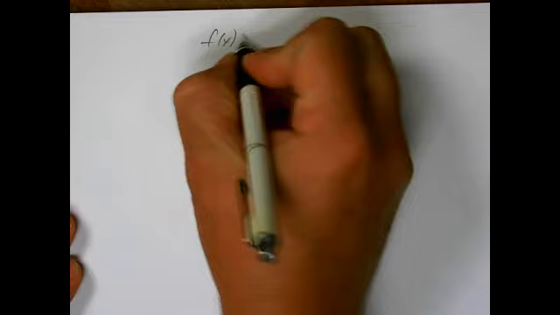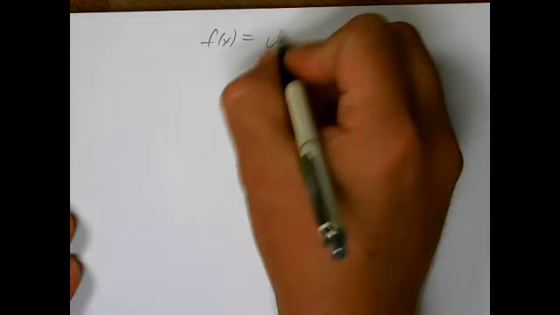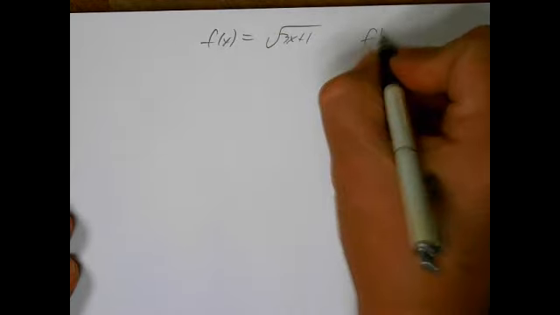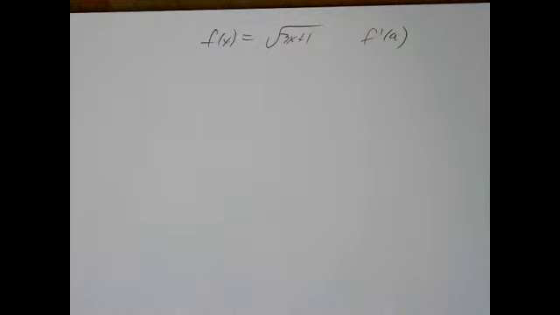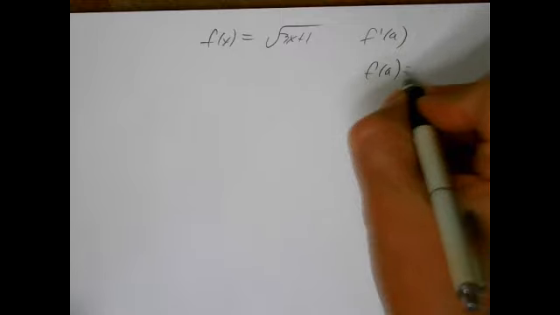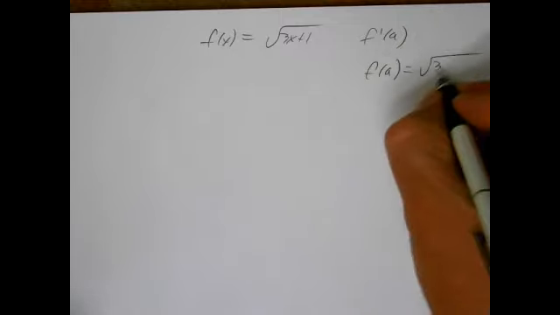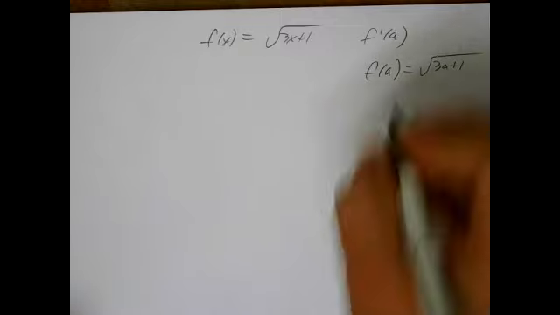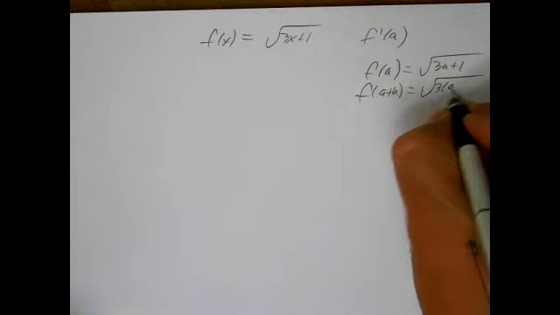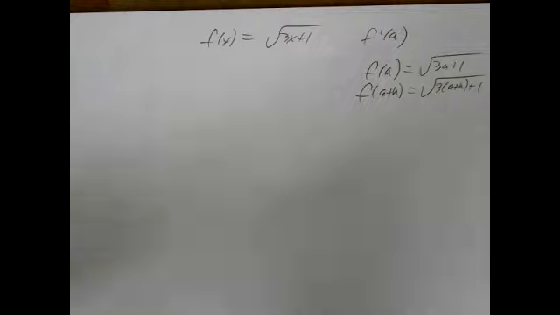All right, let's look at another one. Let's look at f of x equaling the square root of 3x plus 1. Let's find f prime of a. This time we're going to do it without knowing what a is, just to show you you don't have to know what a is. So for f prime of a, I need to know what f of a is. Well, f of a would just be the square root of 3a plus 1. What's f of a plus h? It would be the square root of 3 times a plus h, plus 1.